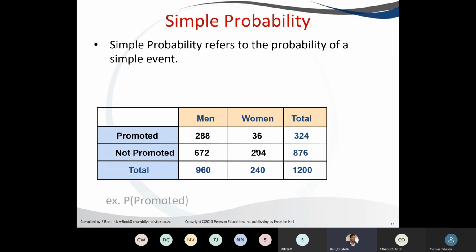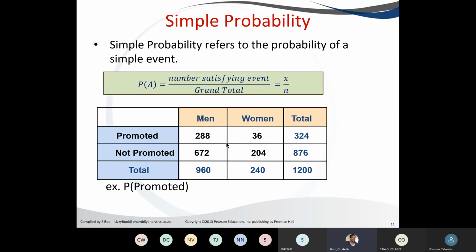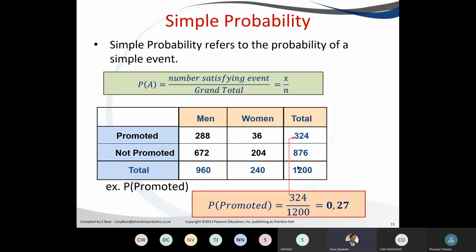But what is the formula? So calculating the probabilities, let's say we want to calculate the probability of promoted. The formula we use is the probability of a simple event is given by the number satisfying that event divided by the grand total. So it will be your X value. And in this instance, for promoted, that X value is 324 divided by the grand total, which is 1,200. And that will give us the probability of promoted.